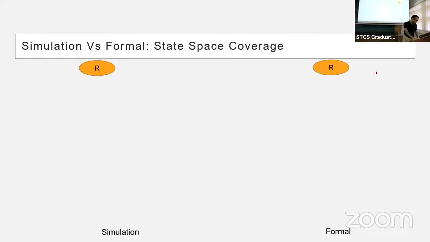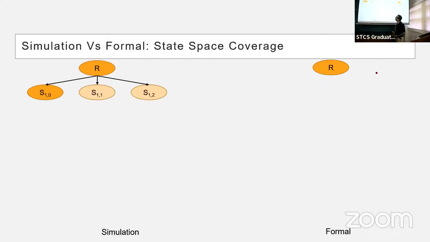So let's take an example of how the state space is covered in simulation versus formal. So let's say we have this reset state R in the design. In simulation, let's say from the reset state, it can go to 3 possible states in the next clock cycle after the reset, of course. Not talking about the time in the reset.